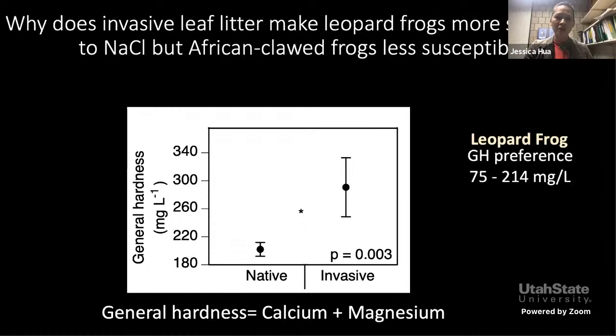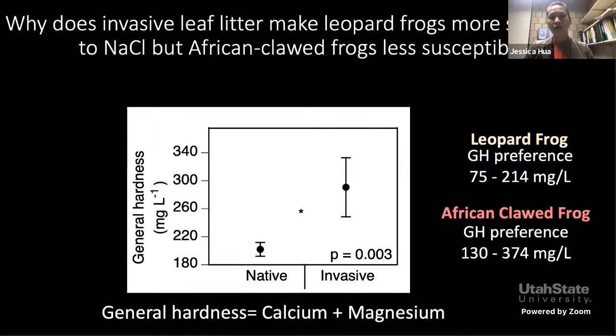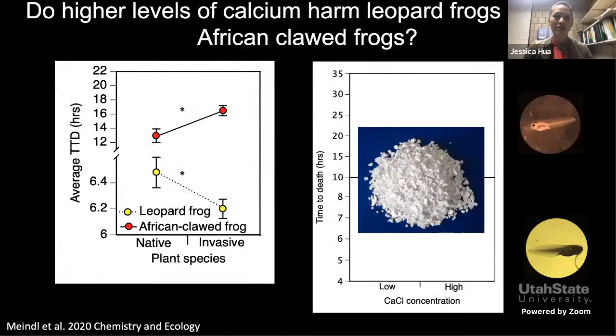And this stood out to us because we know that the general hardness preference of leopard frogs is generally lower than for the African clawed frogs. And so we hypothesized that perhaps African clawed frogs did better in invasive leachates because it more closely resembled their preference, whereas for leopard frogs, it was a higher general hardness that perhaps was stressful, making them more susceptible to pollutants in the environment. So we conducted a second study, and in this one, we just manipulated calcium chloride concentrations. We had low and high concentrations to mimic native concentrations of leachates and invasive leachates.